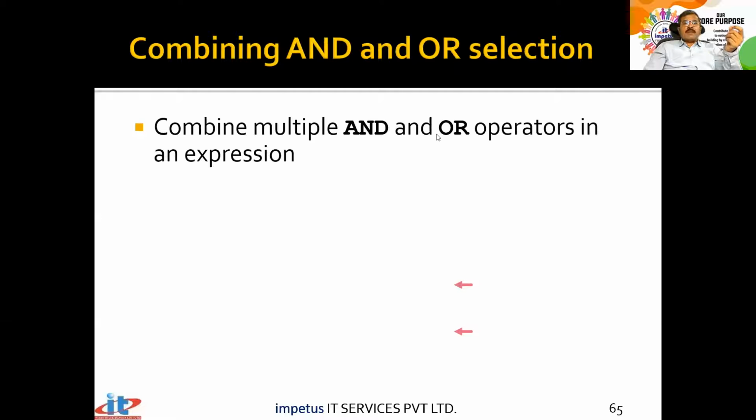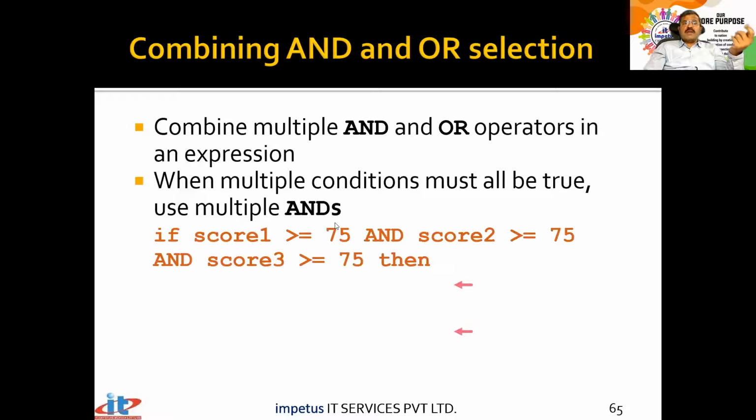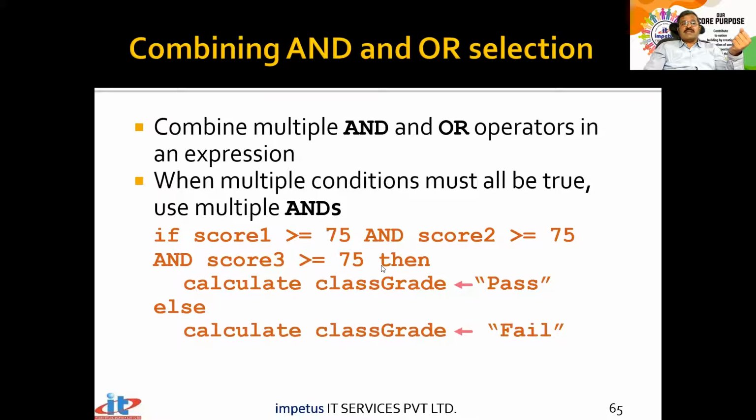Combine multiple AND or OR operators in an expression. When multiple conditions must all be true, so if there are three conditions and all of them have to be true, then use multiple ANDs. Like I said, score 1 greater than or equal to 75 and score 2 greater than or equal to 75, and score 3 greater than or equal to 75. Then I would like to say it's pass, or else it is fail. Our choice. That means in all three subjects, he or she has to score at least 75. Then only the person is pass. So I can join more than two conditions as well.